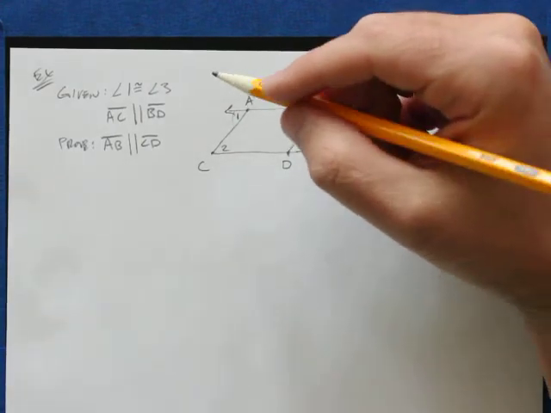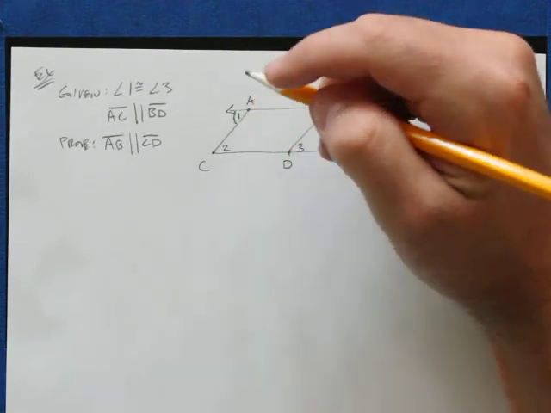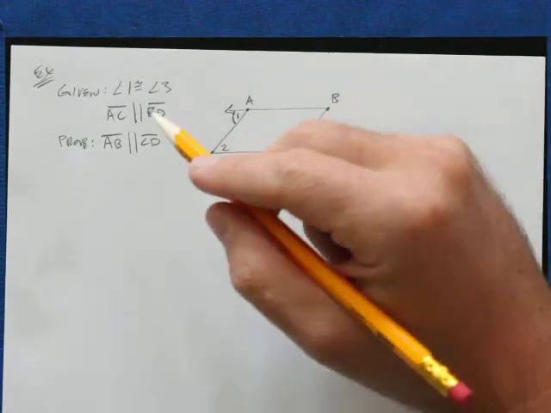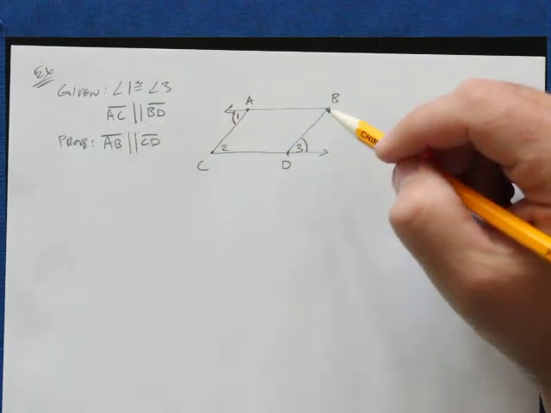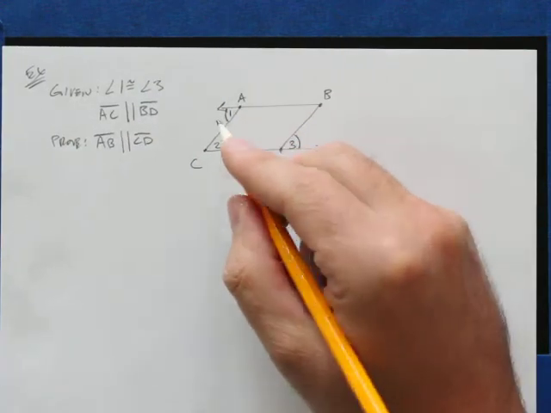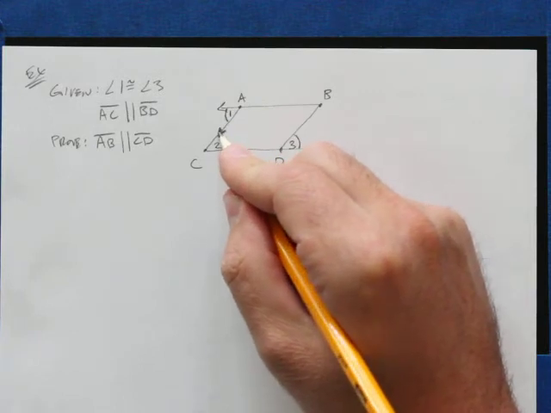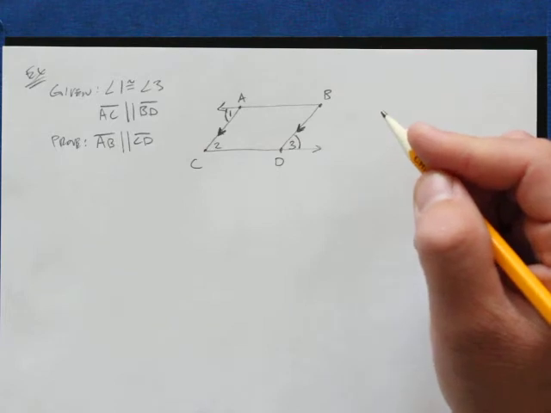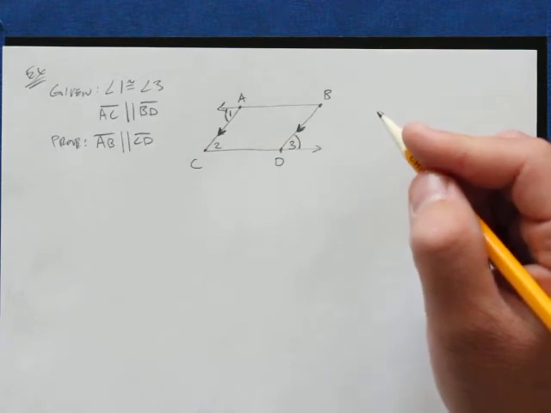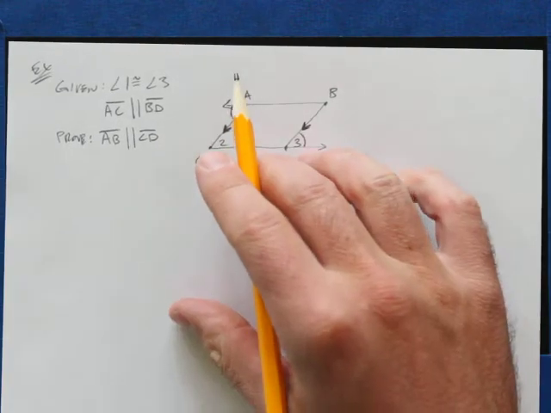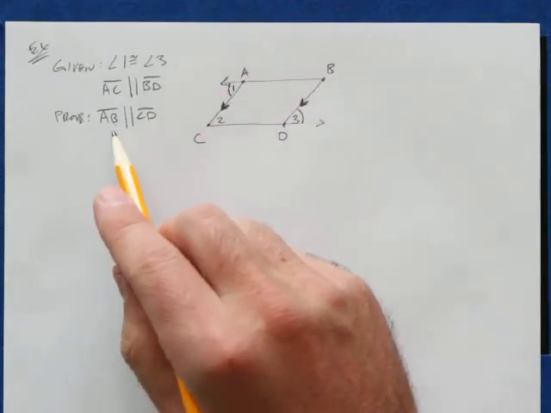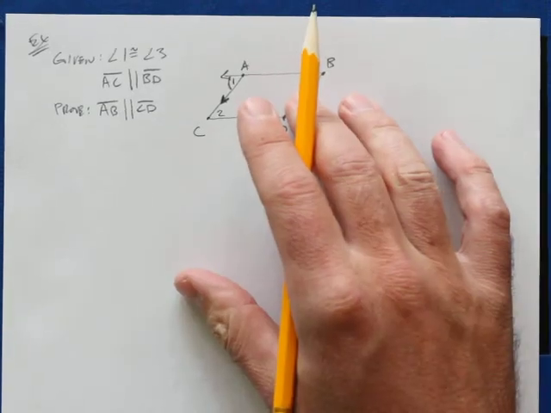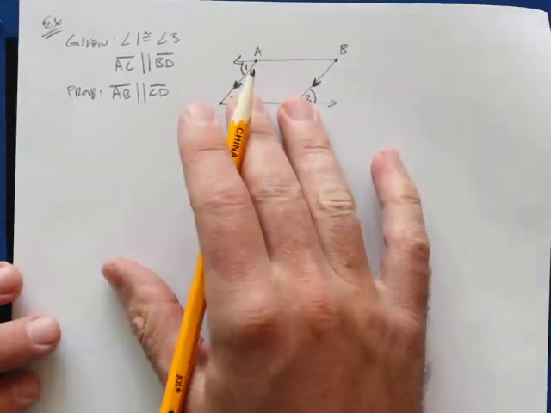So we are told that angle 1 is congruent to angle 3. So let's draw that. And then we are also told that AC and BD are parallel. So that's AC here is parallel to BD here. And we are being told to prove that AB is parallel to CD. All right, statements and reasons.